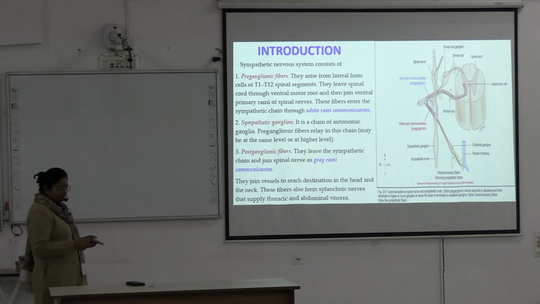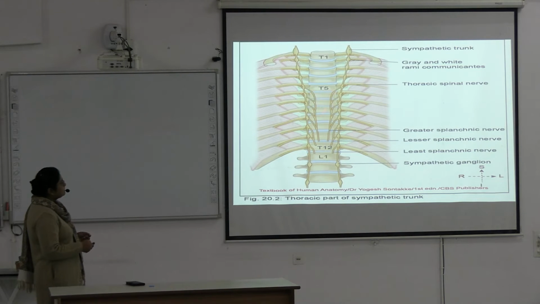You have seen in the previous picture, these are the splanchnic nerves. Medial fibers are joining to form the splanchnic nerves, and lateral fibers are giving supply to the head and neck, forming the carotid plexus, and in the thorax and abdomen, the thoracic and abdominal different plexuses.